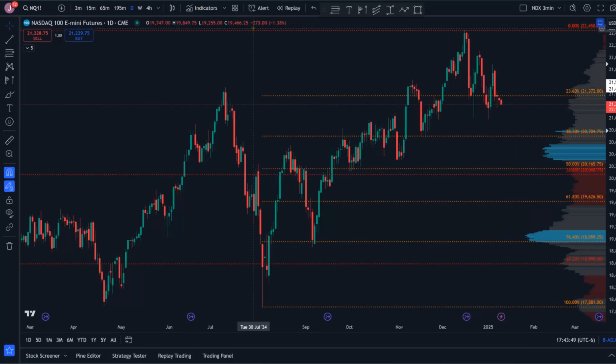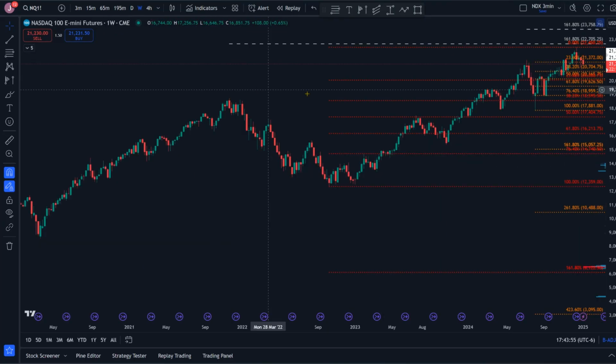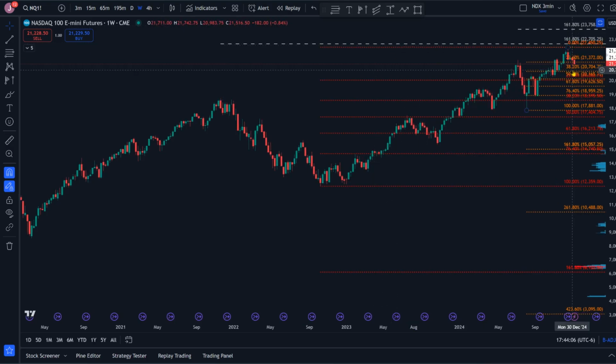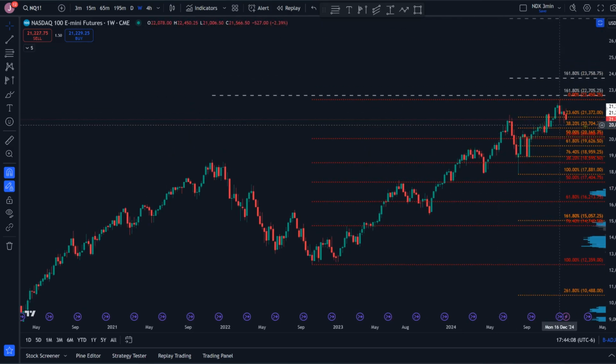Alright, so checking out Nasdaq here on the daily chart, there are two retracements drawn so far. The first one runs from the 22 lows up to the all-time highs, and the second one is from the August lows of 24 up here into the all-time highs. You can see also there are two extensions drawn on here.